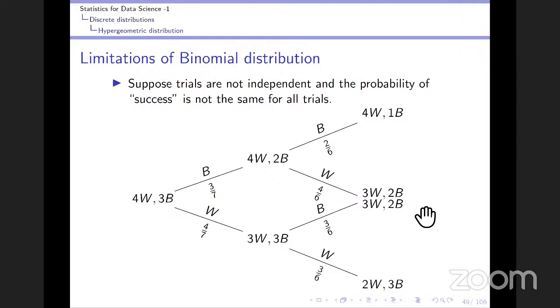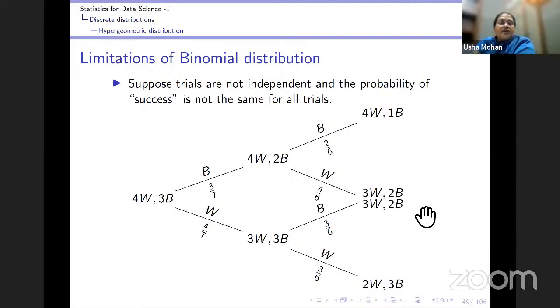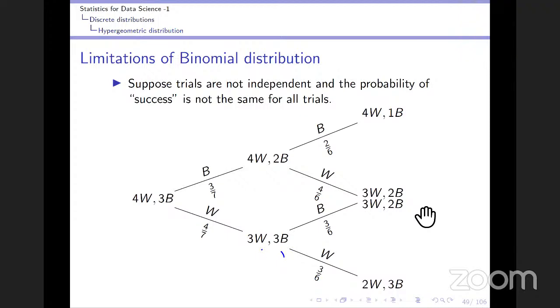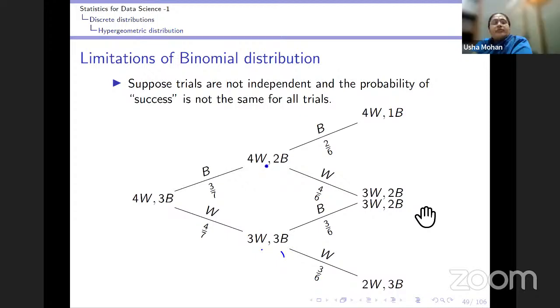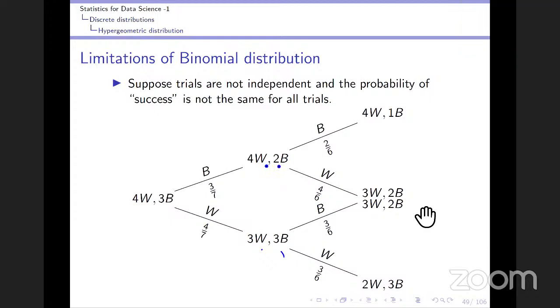Take 2 black, 2 black balls and 6 balls in total. I'll have 4 balls and 2 black balls. I'll have 3 white and 3 black. Now what is the chance of me picking up a black ball? 2 by 6, plus 3 by 6.